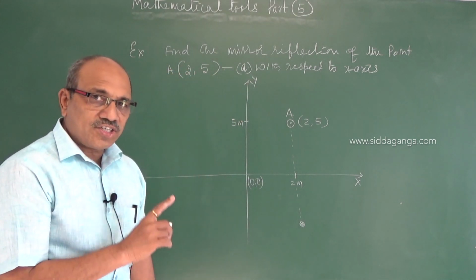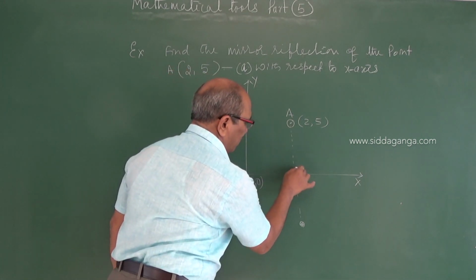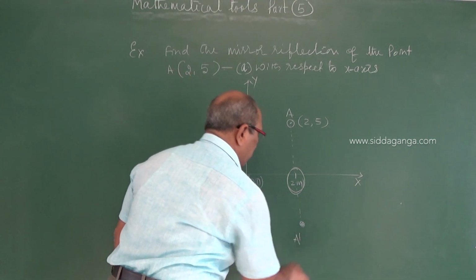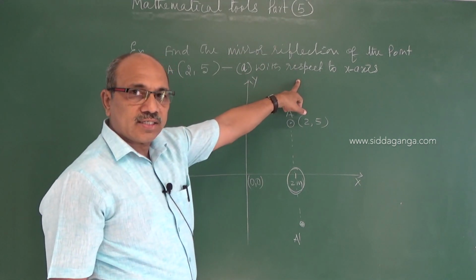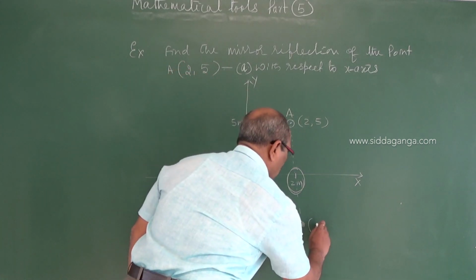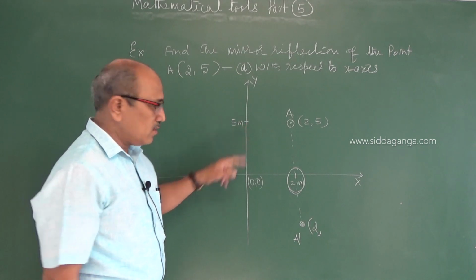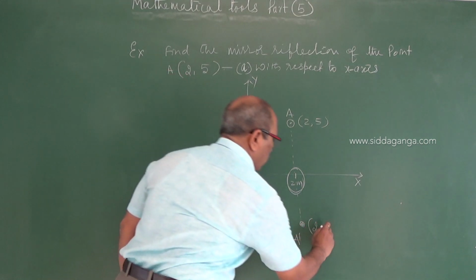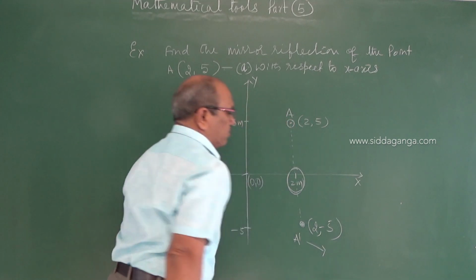What is not changed, if you observe? The X coordinate is not changed. The X coordinate remains the same for A dash, the mirror reflection point of A with respect to the x-axis. The X coordinate remains the same as 2. But the y coordinate, 5, turns to minus 5. So you have minus 5. This is the mirror reflection coordinates of the point A.